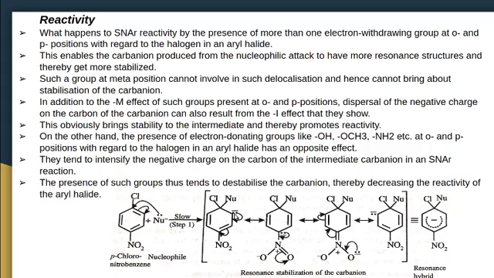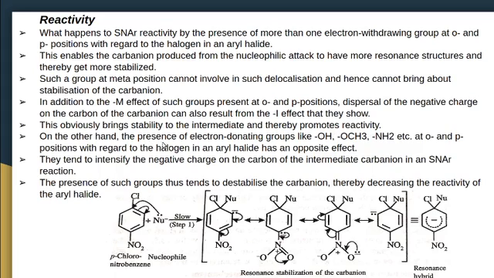Here you can see in this structure the negative charge is here, in this structure it is here, and then in this structure it is here. So the negative charge is dispersed throughout the ring by the minus I effect of this group. There are two effects, the minus M effect and the minus I effect. Together they cause the stability of the carbanion. This obviously brings stability to the intermediate and thereby promotes reactivity.